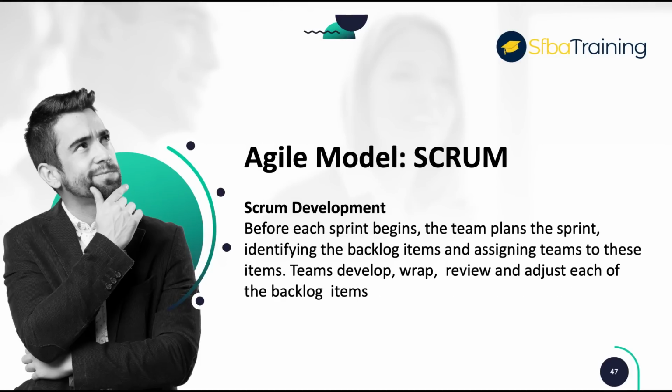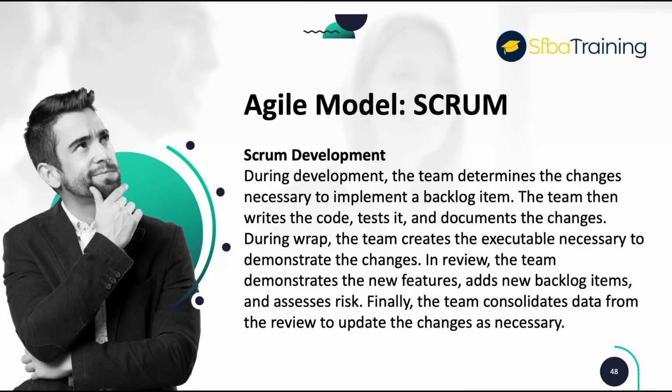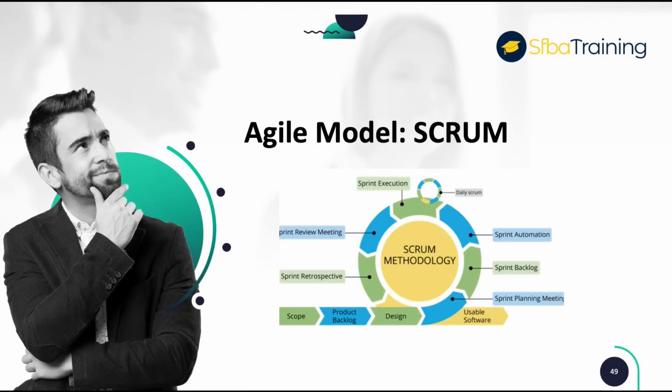Scrum development. Before each sprint begins, the team plans the sprint, identifying the backlog items and assigning teams to these items. Teams develop, wrap, review, and adjust each of the backlog items. During development, the team determines the changes necessary to implement a backlog item. The team then writes the code, tests it, and documents the changes. During wrap, the team creates the executable necessary to demonstrate the changes. In review, the team demonstrates the new features, adds new backlog items, and assesses risk. Finally, the team consolidates data from the review to update the changes as necessary. Here is a graphical representation of the Agile Scrum model.